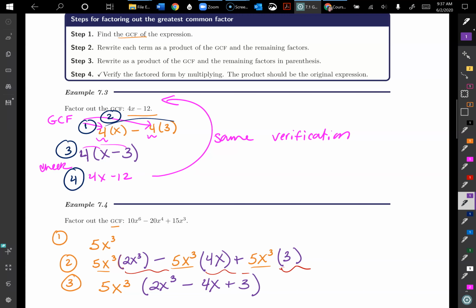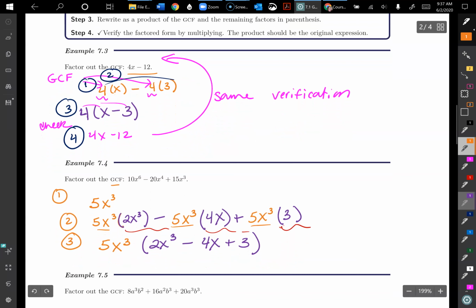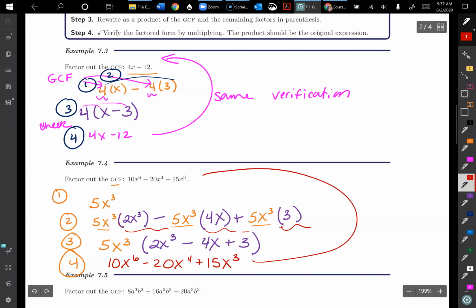Then I'm going to verify, and I'll write that in red. So I'm just going to distribute back, just to make sure I have 10x to the 6th minus 20x to the 4th plus 15x cubed. And is that what I started with? Yes. So I check to make sure.